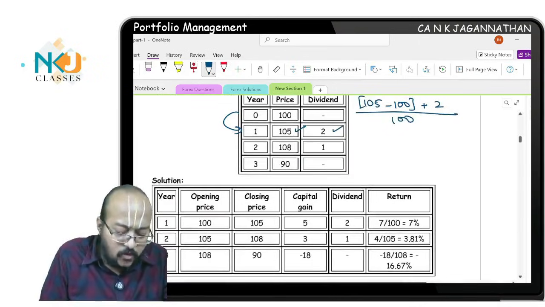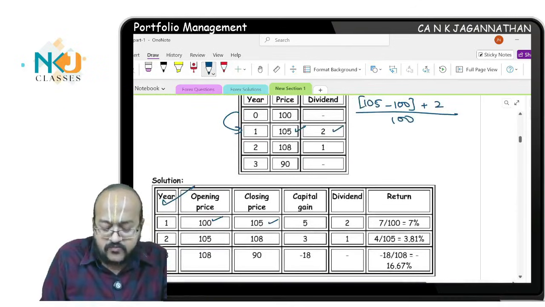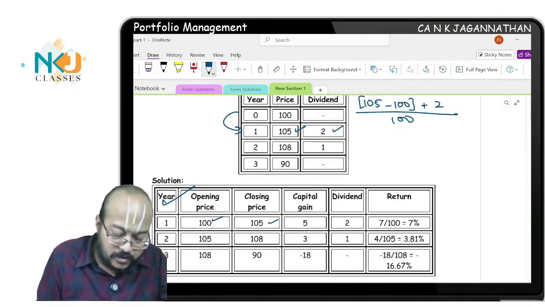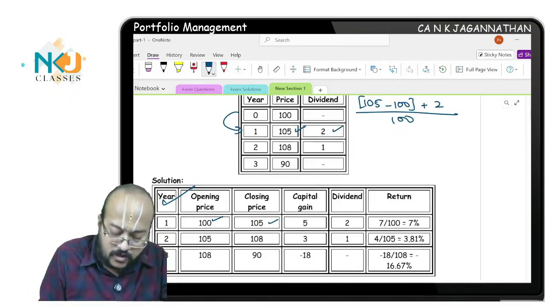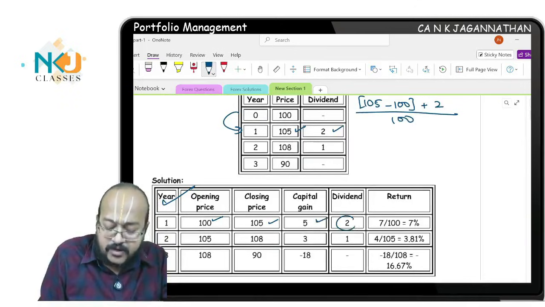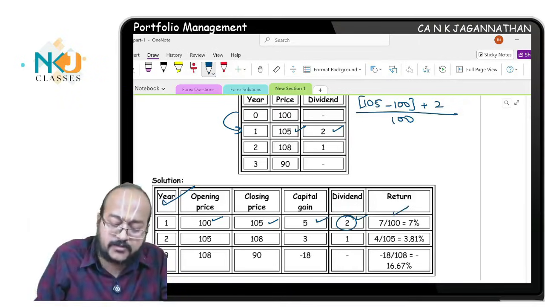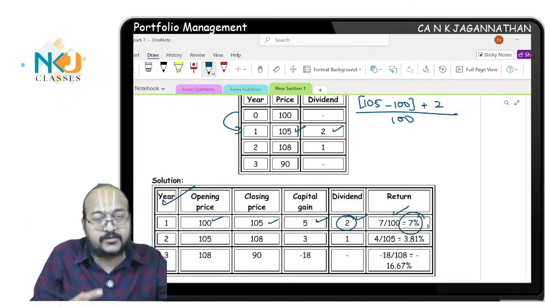Okay, see here, I have given an illustration, quickly you can go through. Opening price is 100, closing price is 105. So the difference between opening and closing will be the capital gains portion from the equity share. 5 rupees capital gains, then dividend 2 rupees paid, so 5 plus 2 is 7, divided by 100. 100 is the price at the year beginning, year 0. So 7% is the return. Next is the second year return.